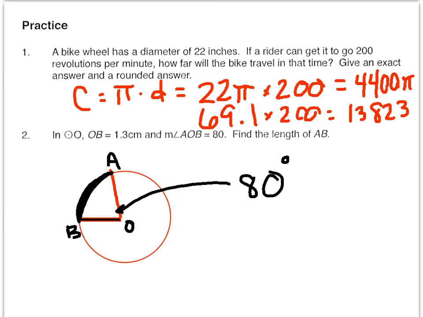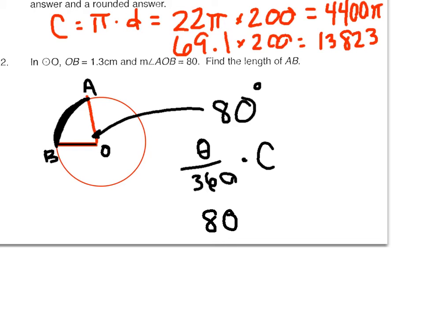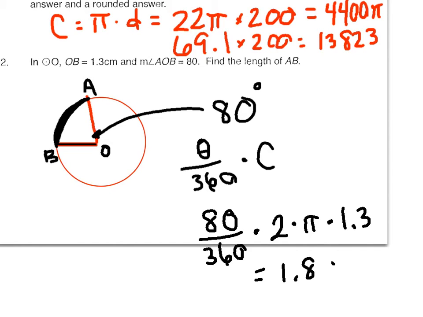So remember, to find arc length, we're going to take theta divided by 360 times the circumference. Theta is 80 degrees, so we've got 80 divided by 360. We want 80 360ths of this circle. And we're going to multiply that by the circumference, which is 2 times pi times 1.3. So this equals 1.8 centimeters.